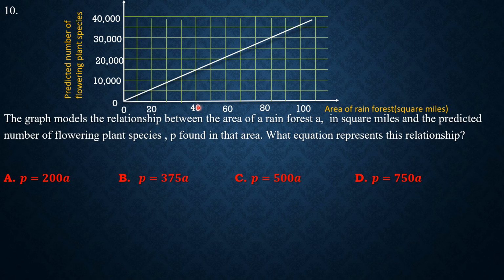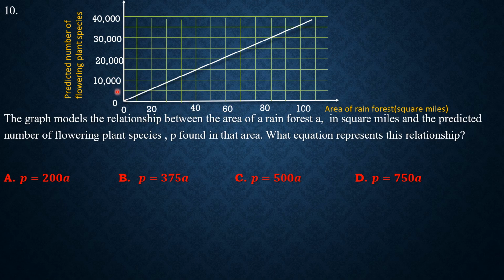The area coordinate, or the x coordinate, is actually 40, and then the P coordinate is actually 15,000. So we can get 15,000 divided by 40. That's the slope, right? Rise over run. So 15,000 over 40, that's about 375, right? It's maths without a calculator, so you have to do all of that in your head. So that's about 375.